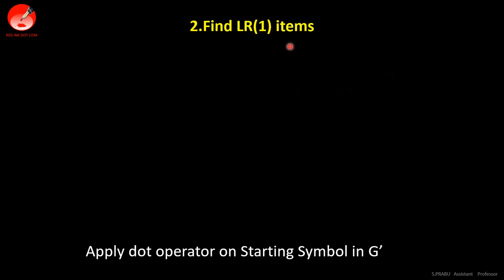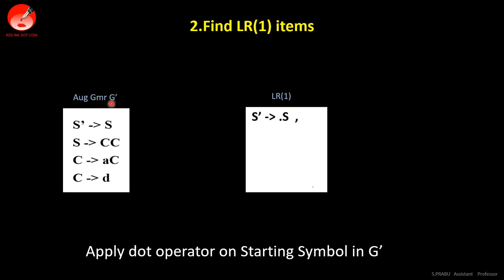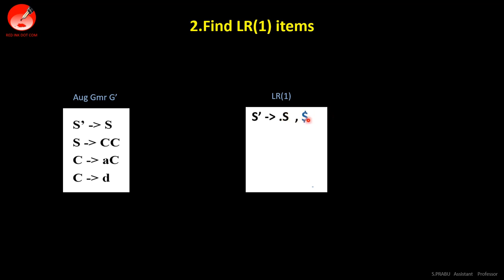Finding LR(1) items is nothing but adding the dot operator into the starting symbol in G dash. In G dash, this is the starting symbol, so I add the dot operator in this place. And I should add the necessary look-ahead symbol here. Look-ahead symbol is nothing but the following element. So the capital S is the starting symbol, so the follow is by default the dollar symbol.